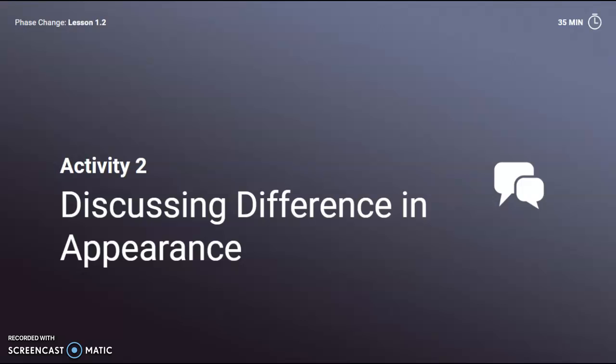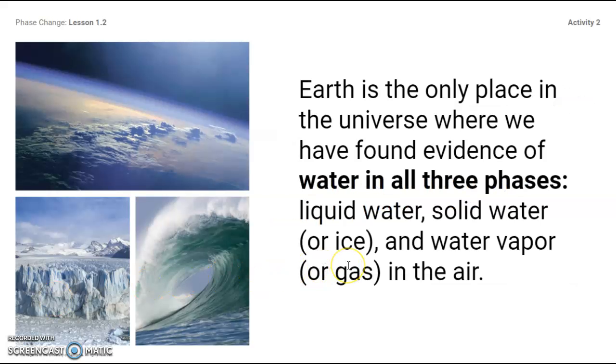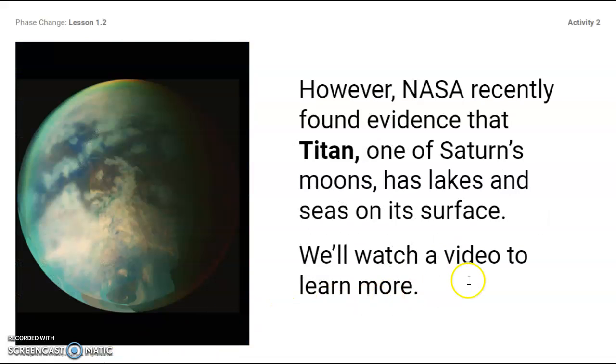So in activity 2, we're going to be discussing the differences in appearance. And our unit question for the entire unit is: how can the appearance of a substance change without it becoming a different substance? So we know that the Earth is the only place in the universe where we've actually found evidence of three phases. We have liquid water, we also have solid water in the form of ice, and we have water vapor in the air as a gas. However, NASA recently found evidence that Titan, one of Saturn's moons, has lakes and seas on its surface. We're going to watch a video to learn a little bit more about that.